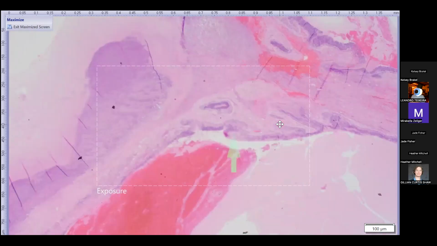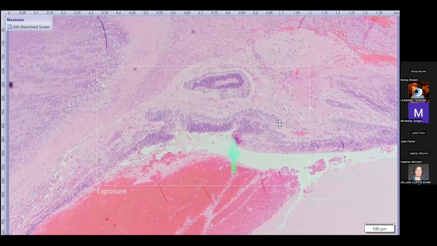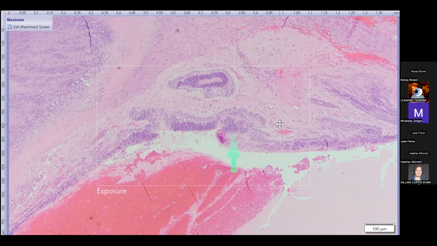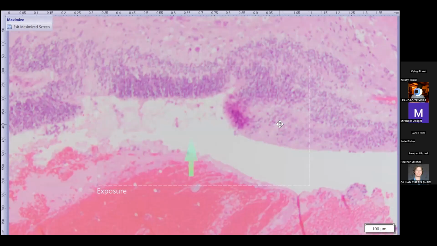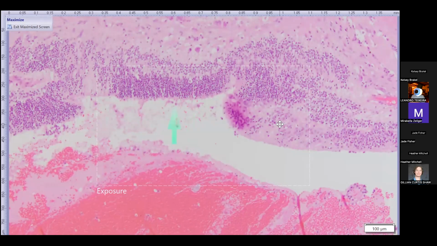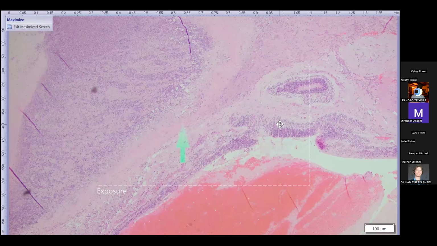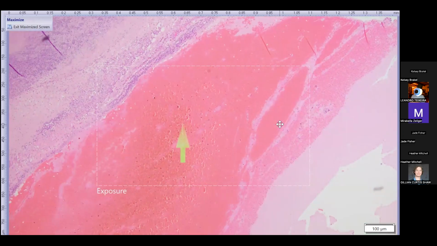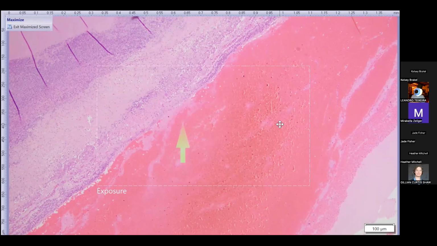So the retina is detached. There is variable atrophy. So here's an area right here under the green arrow where the outer nuclear layer kind of disappears. And there's also loss or shortening of the photoreceptor inner and outer segments, which is pretty common when you have retinal detachment because those inner and outer segments degenerate pretty quickly. And then there are occasional foci of necrosis where the retina just loses all of its layering. And so that is necrosis.